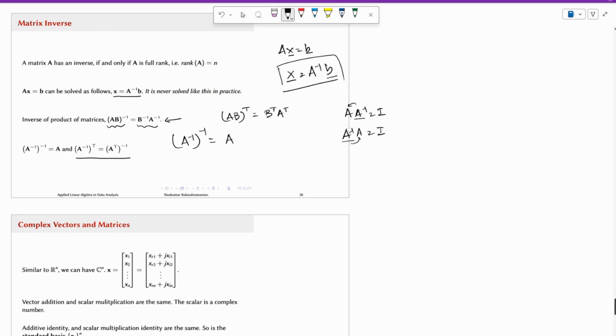And another important property is the inverse of a transpose is the transpose of the inverse. Okay, so that's essentially what I wanted to say for most of the module on matrices.